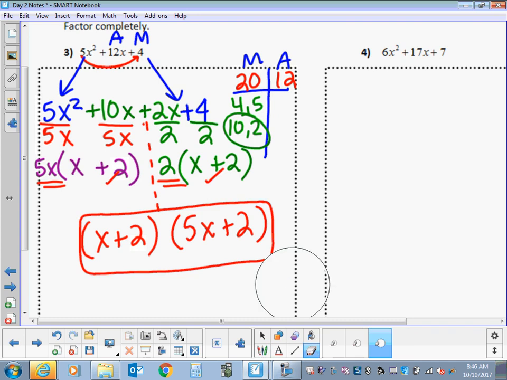For problems with a number bigger than 1 in front of x squared, this is how you do it every time. There is no shortcut. The shortcut is only when the number is 1. So we'll get there next class.